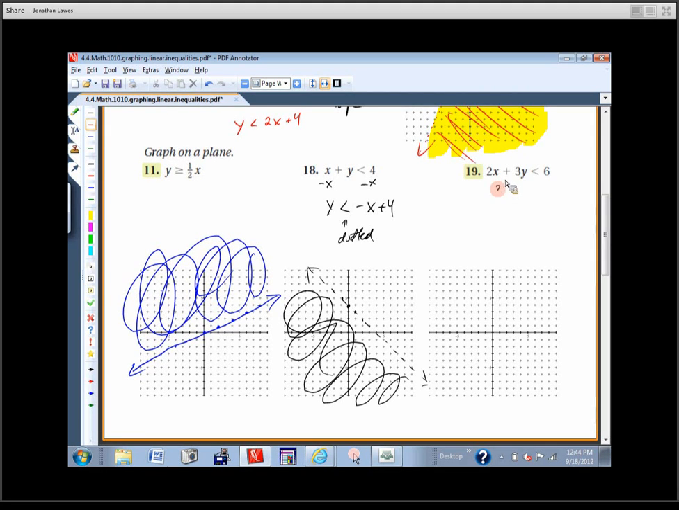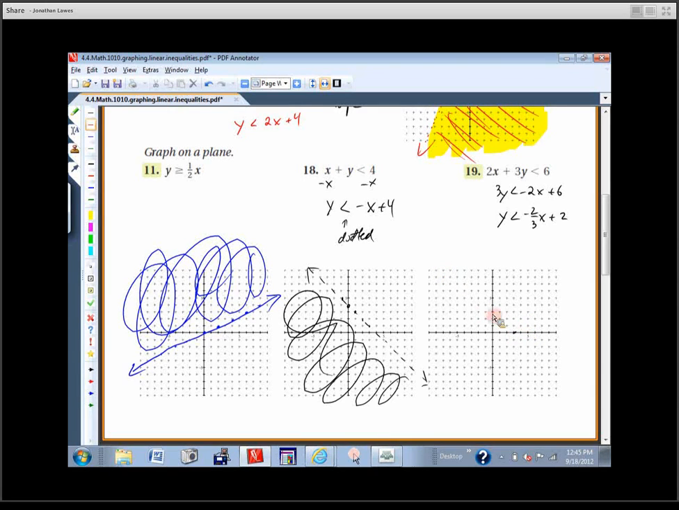So this is going to be 3y minus 2x and a positive 6. That's still going to be a less than. When I divide by 3, that doesn't change the direction, so I know I'm going to shade below, right? So this is going to be negative 2/3 x. There's the slope, and then this is going to be plus 2. So it crosses at 2. Rise of negative 2, run of 3. So it's going to look something like this.